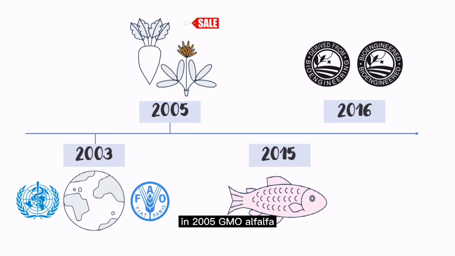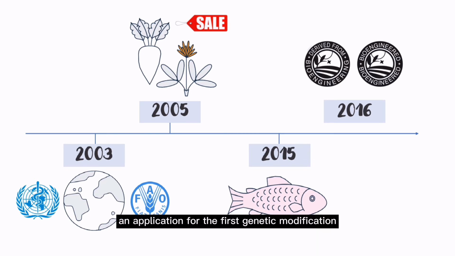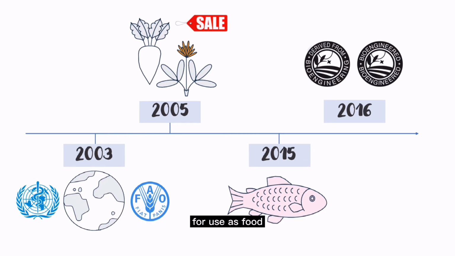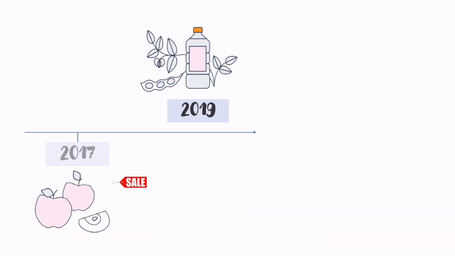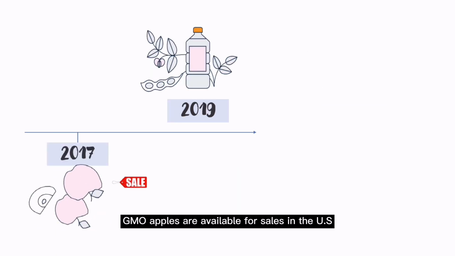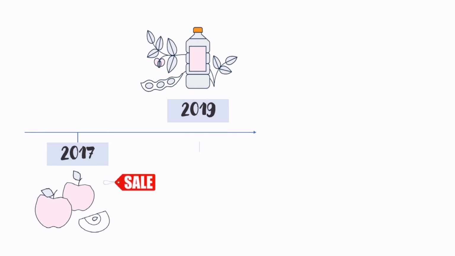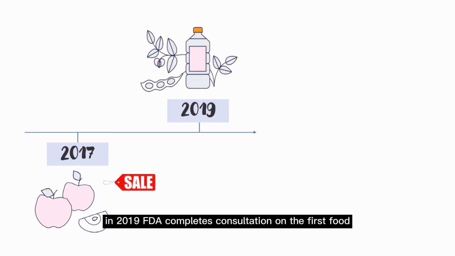In 2005, GMO alfalfa and sugar beets became available for sale in the United States. In 2015, the FDA approved an application for the first genetic modification in an animal for use as food, which is a genetically engineered salmon. In 2016, Congress passed a law requiring labeling for some foods produced through genetic engineering and uses the term bioengineered, which will start to appear on some foods. In 2017, GMO apples became available for sale in the US. In 2019, the FDA completed consultation on the first food from a genome-edited plant, which is high-oleic soybean oil.